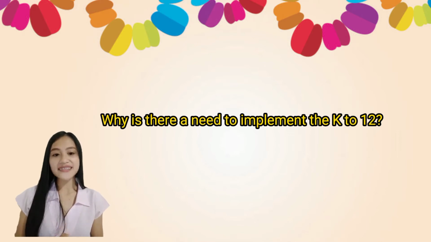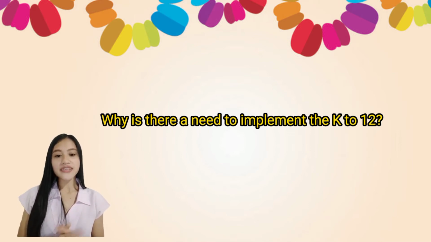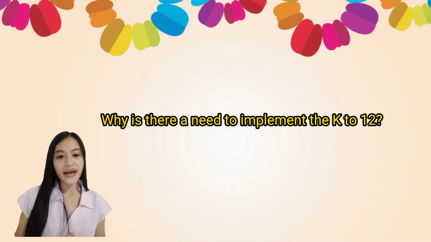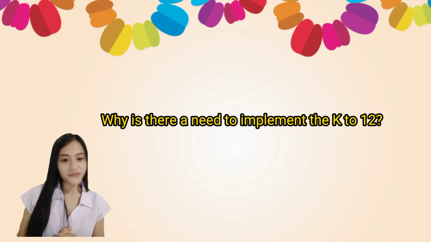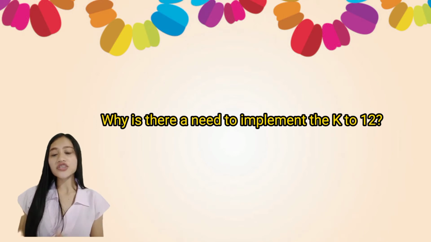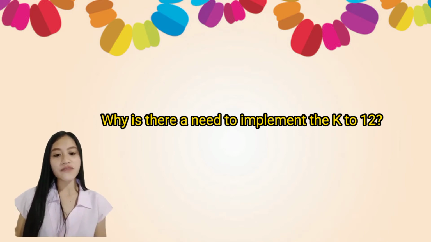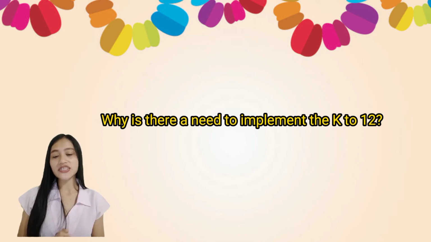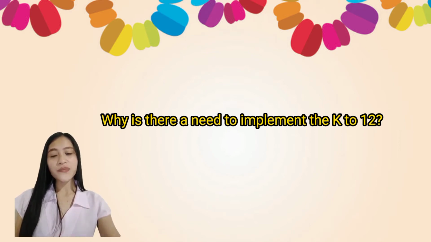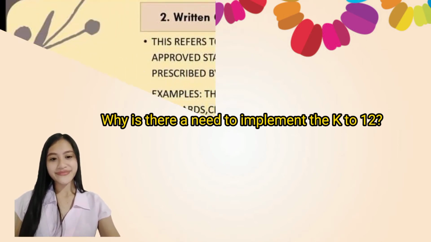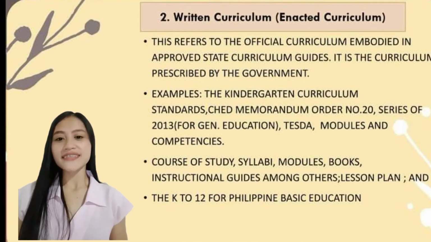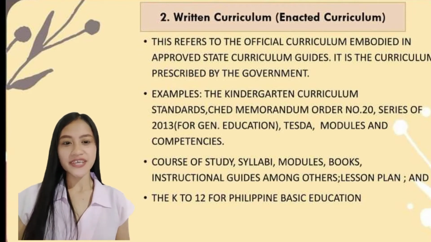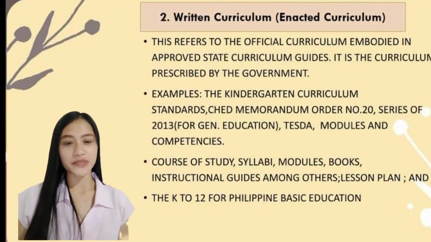In some cases, a lawmaking body like the Congress and the Senate, or a university or a school, can recommend a subject, a course, or any academic program deemed necessary for national identity and security, for environmental protection and sustainable development, among others. That is recommended curriculum. So, the next type of curriculum is written curriculum or enacted curriculum.